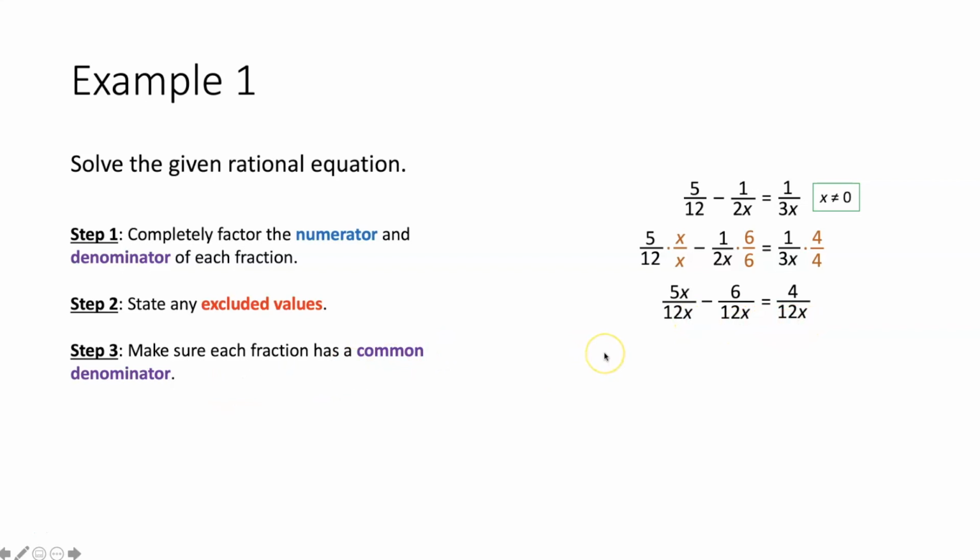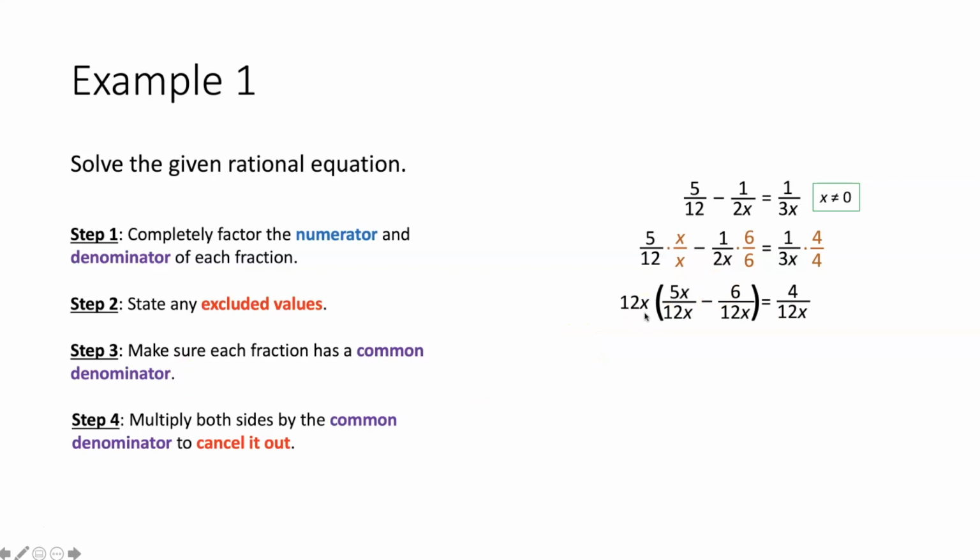So we can move on to step 4, where we multiply both sides of this equation by our common denominator 12x. The reason is because when I distribute this 12x to each of these fractions, it's actually going to cancel out with each of these denominators, leaving us just with 5x minus 6. On this side, the 12x here cancels out with this 12x in our denominator, and we're just left with 4. Now we have this basic equation that we could solve for x. So we move to step 5, our last step, which is to solve the equation that remains.